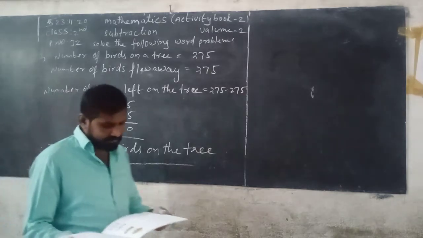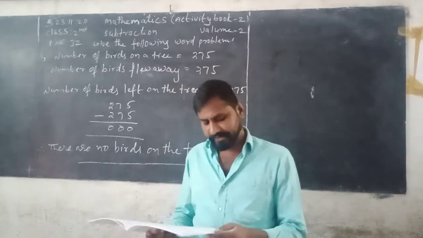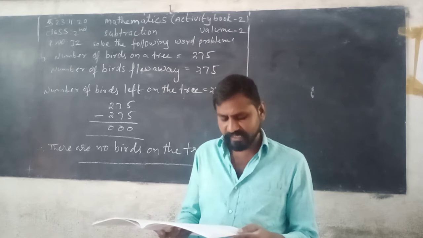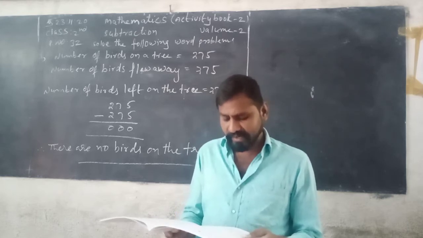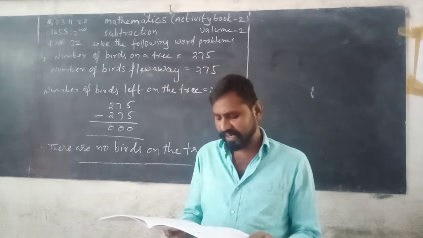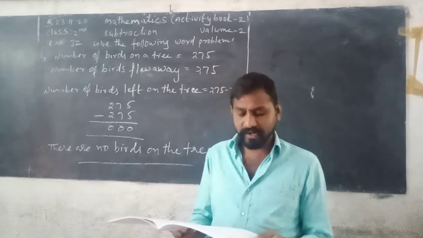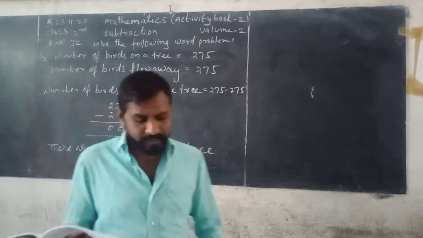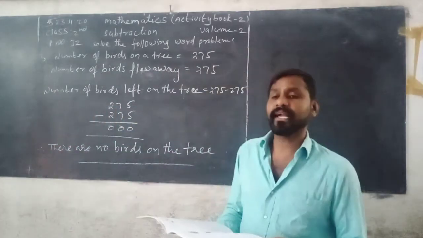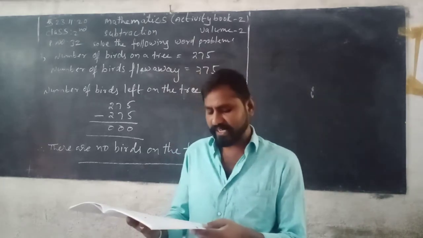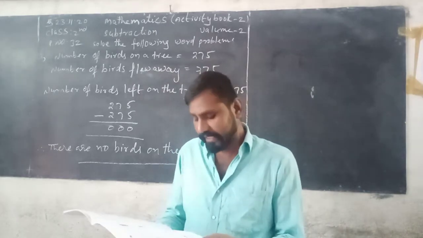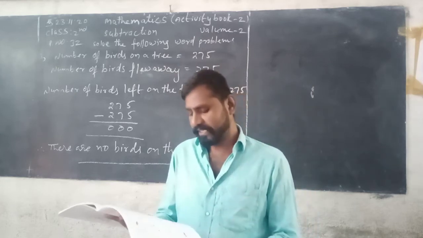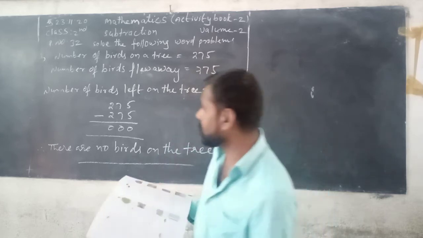Now next one, beta. Listen carefully. There are 284 butterflies in a garden. 150 butterflies flew away. Now how many butterflies are left? See here, how many butterflies are there in a garden? 284 butterflies are there in a garden. Of them, 150 butterflies flew away. So how many butterflies are there in a garden?